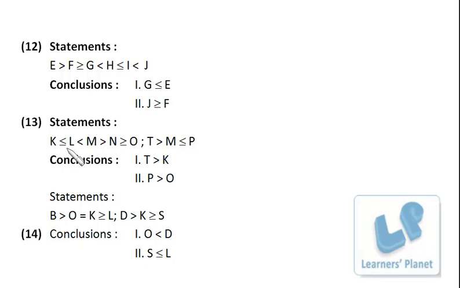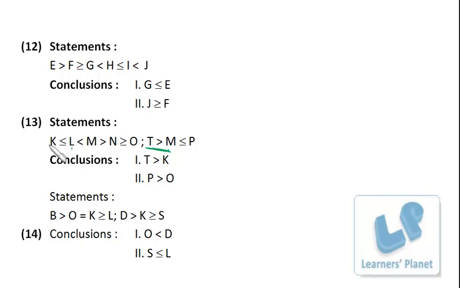K is less than or equal to L, L is less than M, M is greater than N, O, and the next is T is greater than M, M is less than or equal to P. Now here T is greater than M, and M is greater than L, and L is greater than or equal to K. That means definitely M is greater than K.